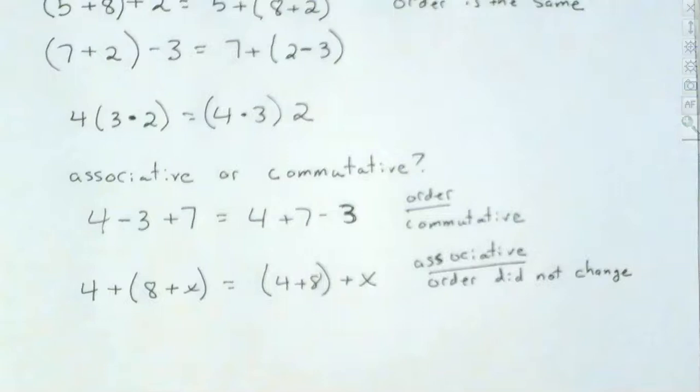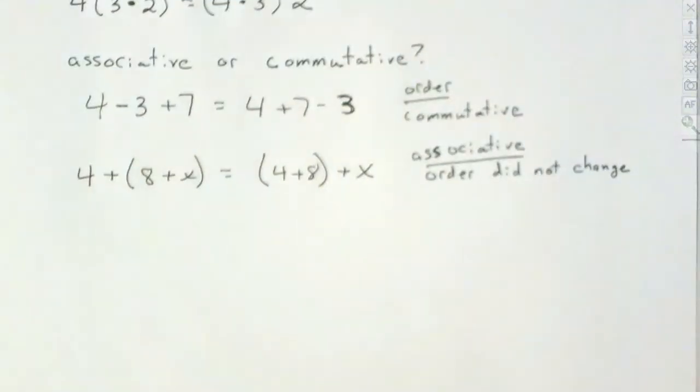Because the order did not change, this one would be the commutative property. So if the order of the terms changes, then that's commutative. If we just switch around the groupings, the parentheses, then that's the associative property.